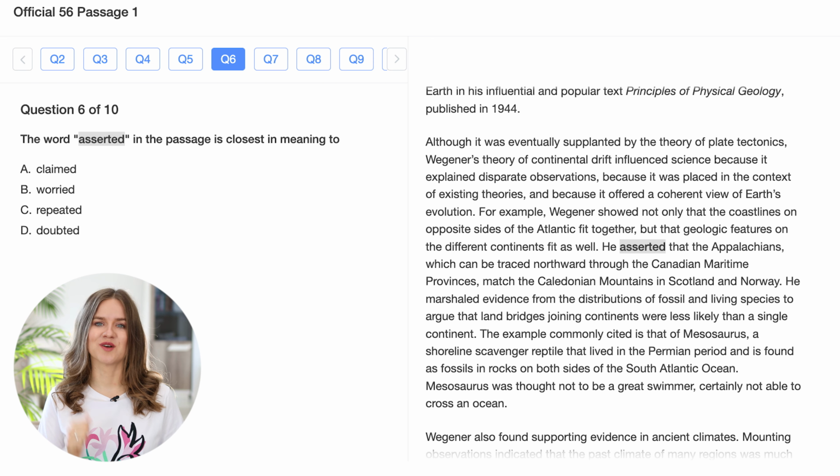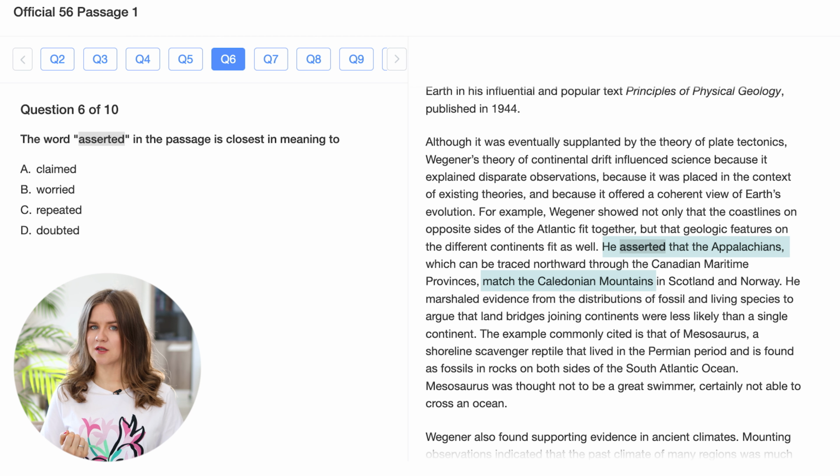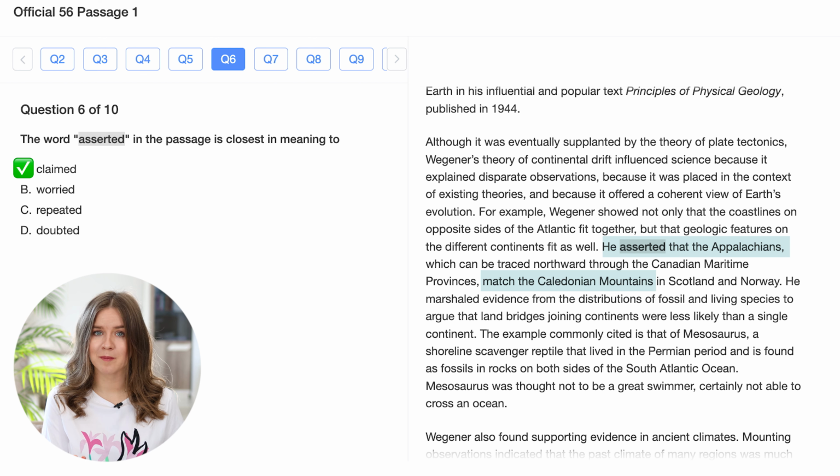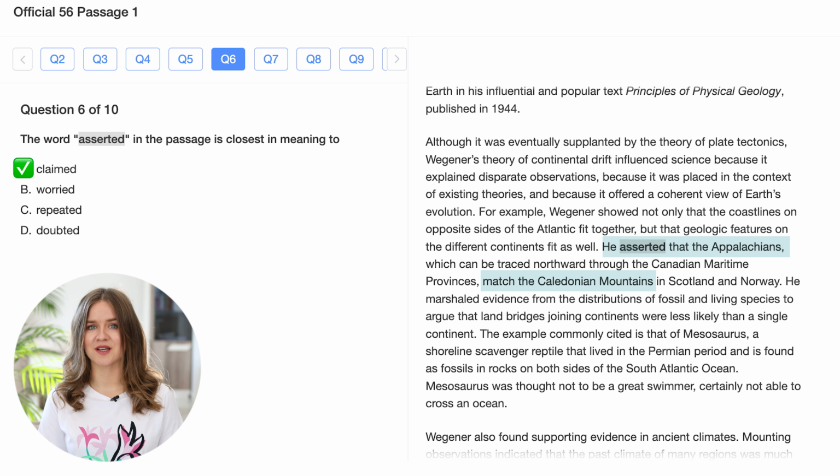Okay, let's break it down. The sentence says, he asserted that the Appalachians match the Caledonian Mountains. Now, did he question it? Doubt it? Repeat it? No, he was making a claim. So the best synonym here is A, claimed.